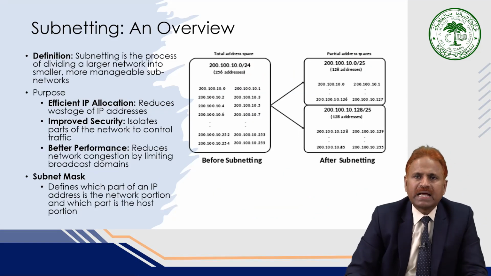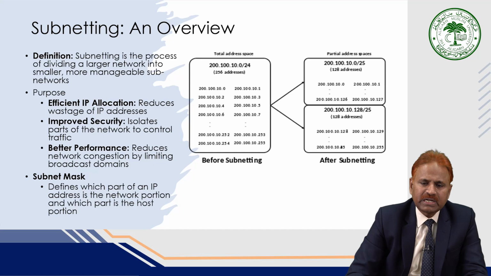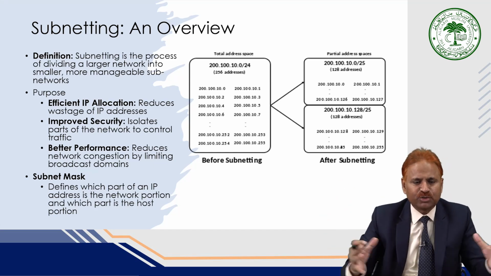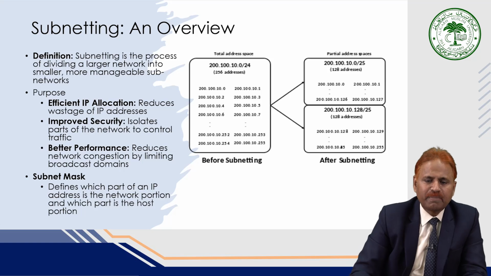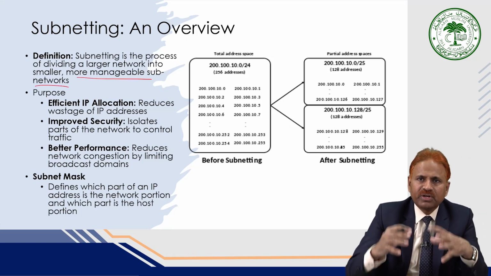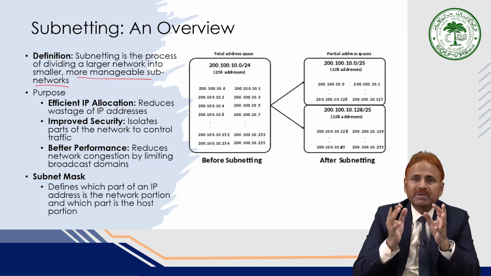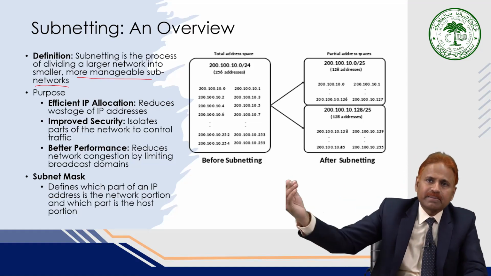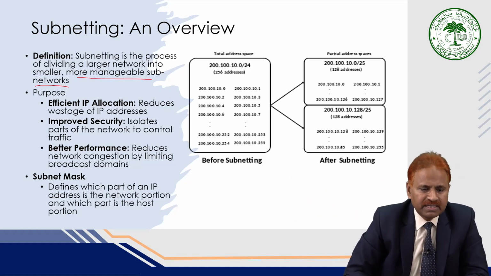Another thing is there which is known as subnetting. What happens in case of subnetting basically? So subnetting is the process of dividing a larger network into smaller, more manageable subnets basically. If you divide a larger network into smaller ones, it becomes easier to manage that network, and the process of data delivery becomes easier.